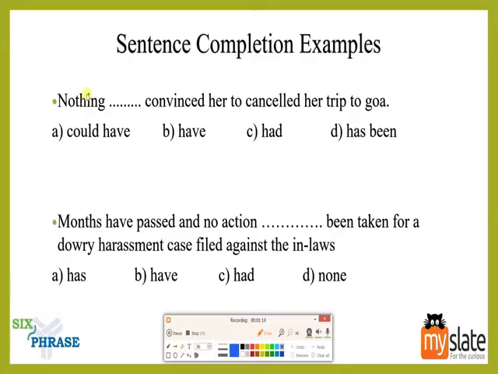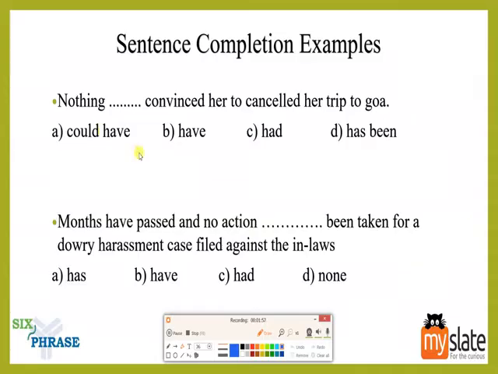Our first question: nothing dash convinced her to cancel her trip to Goa. Here the basic tense is past tense. Cancelled, that they have said here, is past tense. So have is possible, had is possible, has been is impossible, because has been is present tense, right? Could have is possible. So what are they saying here? Whatever anyone did would have convinced her to cancel her trip to Goa, right?